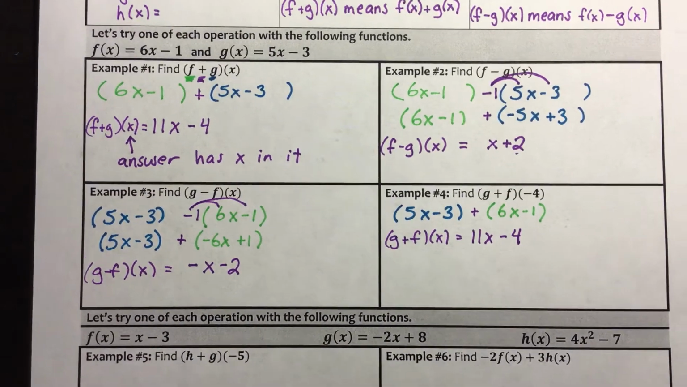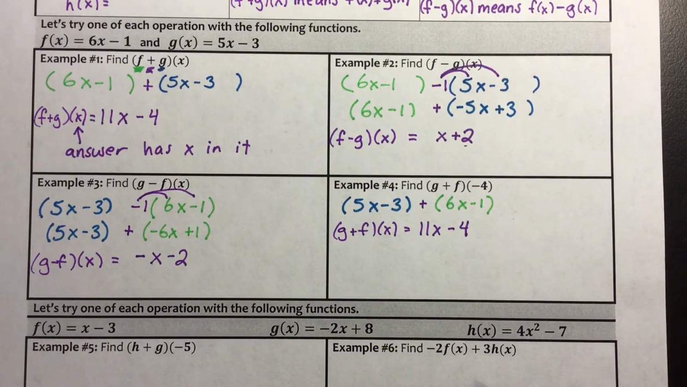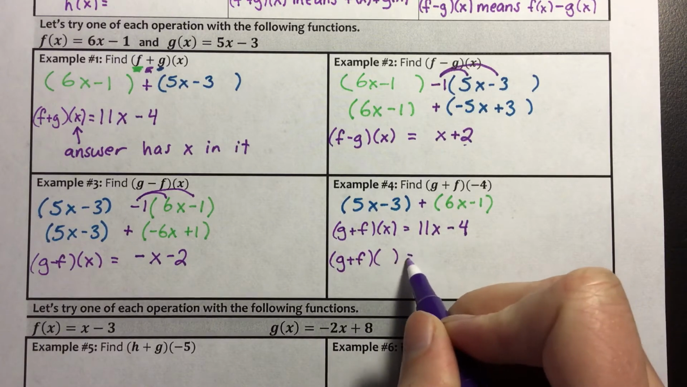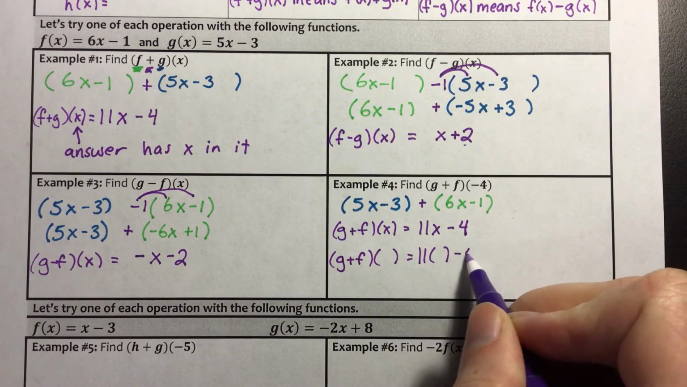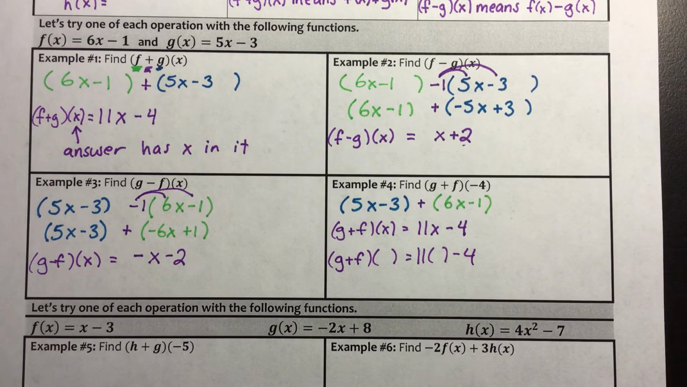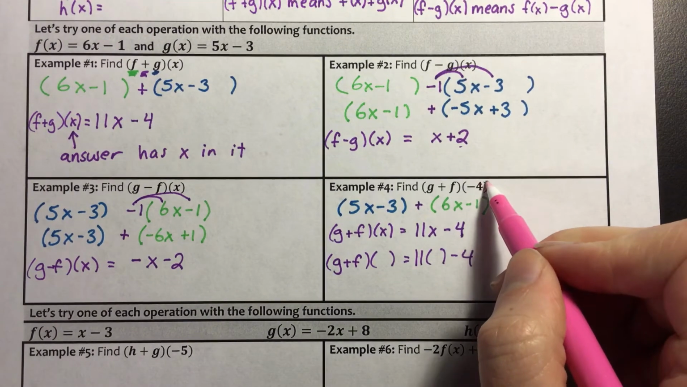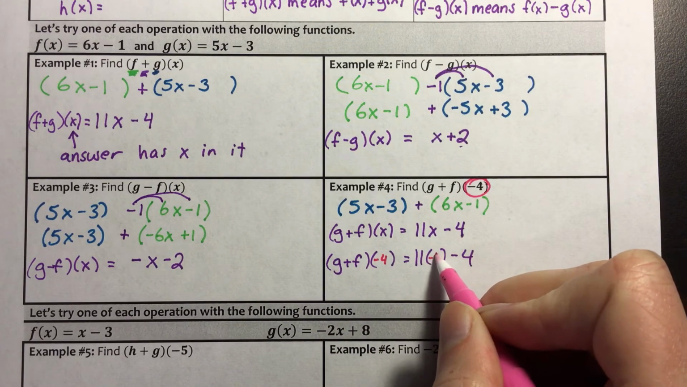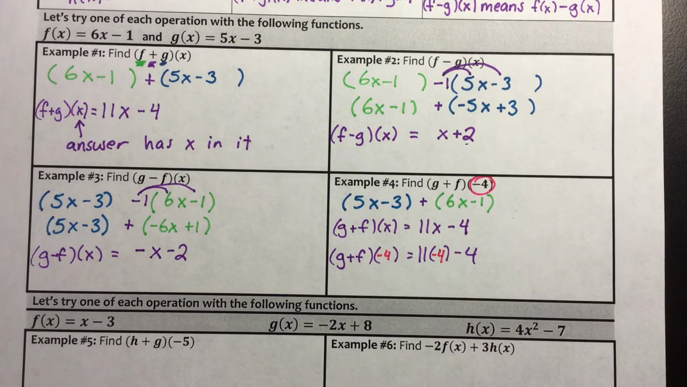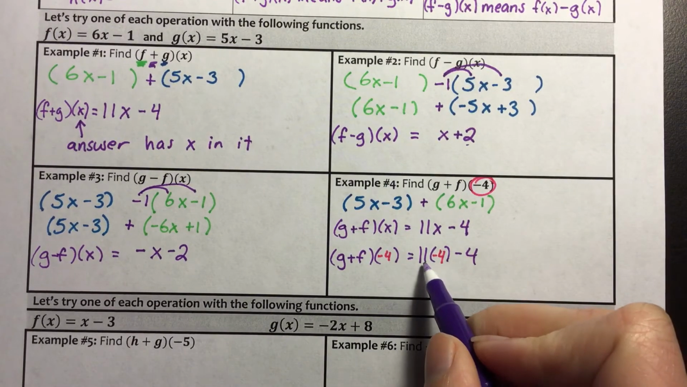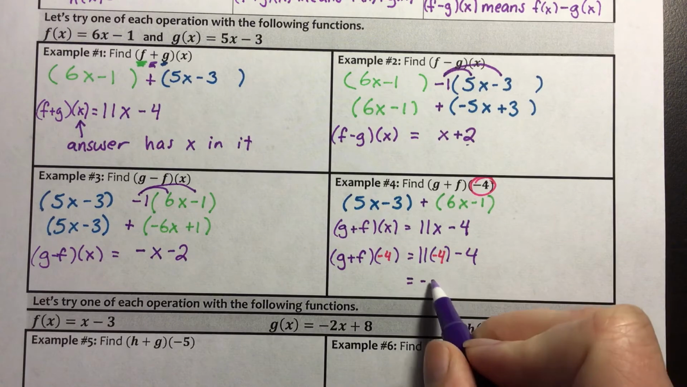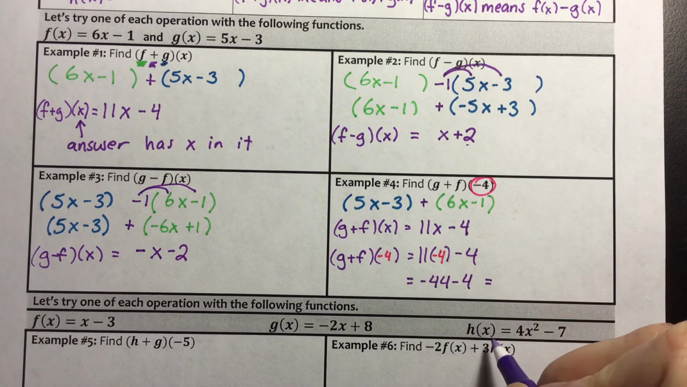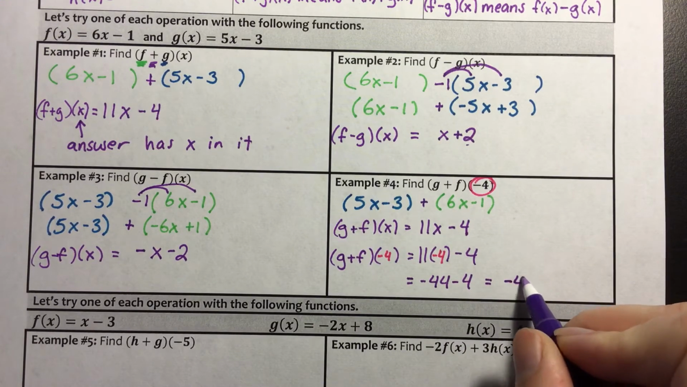All right, from here, let's plug in our number, which is -4. So this is going to be g plus f of -4. I'm going to put parentheses for all the x's like I did in the last section. Okay, so for negative 4, I'm plugging that everywhere we had an x, and then we work it out. Okay, 11 times negative 4 is negative 44. Bring down the negative 4. Negative 44 minus 4 is negative 48.